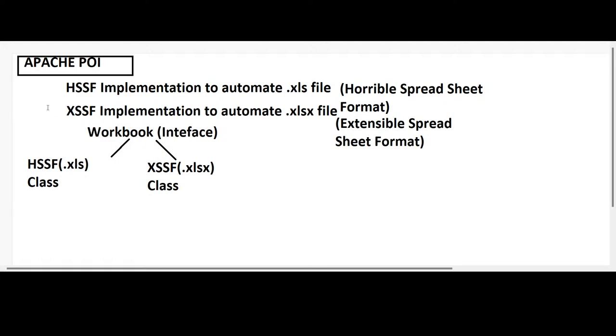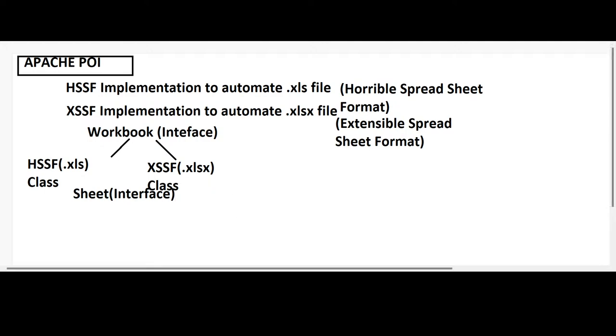Inside this we have one more hierarchy, called sheets. Usually in sheets only we define our test data, right? For example, if you open one workbook, that is an XLSX document, inside that document we have n number of sheets. That sheet we can call an interface. Inside our sheet we define our test data with the help of rows and columns, so that's why the sheet is an interface in the Apache POI concept.